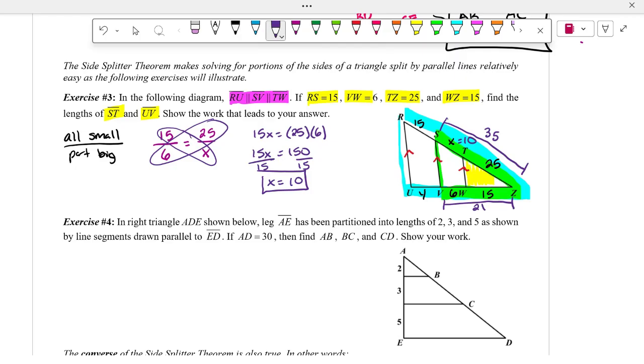We cannot use the yellow triangle to find y because when you do side splitter, we're talking about a triangle being cut into two pieces. The yellow and the blue don't connect without that extra piece from the green. So it has to be the full green and the full blue.